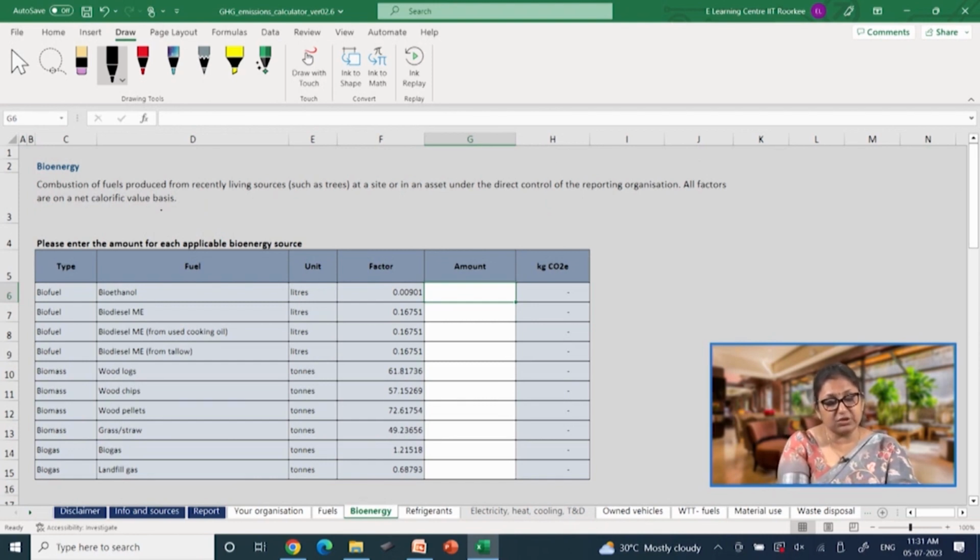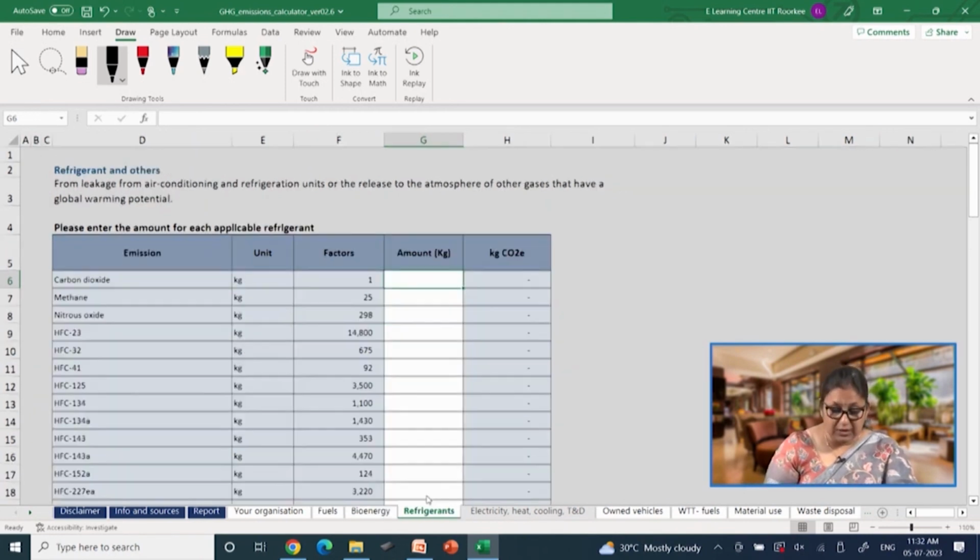Now, this is for combustion of fuels that are produced from recently living sources at the site itself or in an asset that is under the direct control. So, in case, that is what I was mentioning just now, that if there is a company which is producing its own fuel, in that case also it is giving us this option, but not all might be covered and we might require to calculate it separately, but it allows us to account for biofuels. And that fuel will also be consumed. So, combustion of this fuel which is produced at the facility itself, not procured, this is what we will take into account.